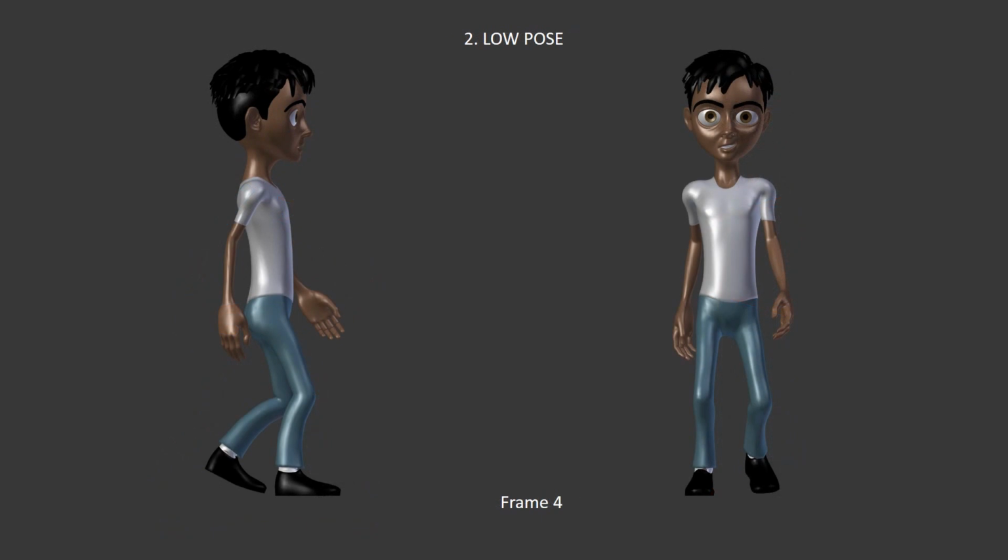The low pose is the part of the walk cycle where the body is at its lowest point. So the hips go down. The back leg moves towards the front leg, and the front leg is planted flat on the ground. The hips and body start to rotate back to the front like it originally did. If you want to make your character's head bob as it walks, you could rotate the head up slightly. The low pose is on frame 4 and the inverse low pose is on frame 16.